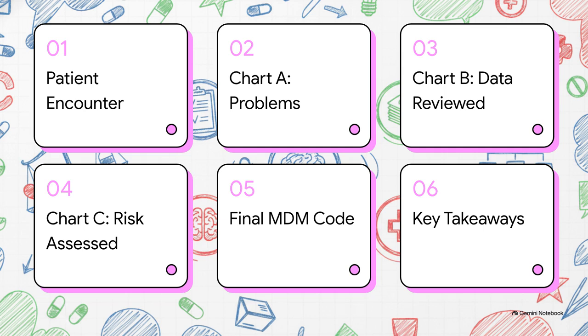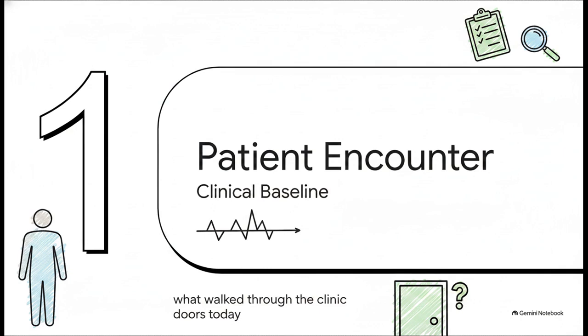We'll start with number 1, the clinical patient encounter. Then we'll cover 2, Chart A, problems addressed, 3, Chart B, data reviewed, 4, Chart C, risk assessed, 5, final MDM code selection, and 6, key takeaways and a teaser. Let's kick things off with Section 1, the clinical patient encounter.